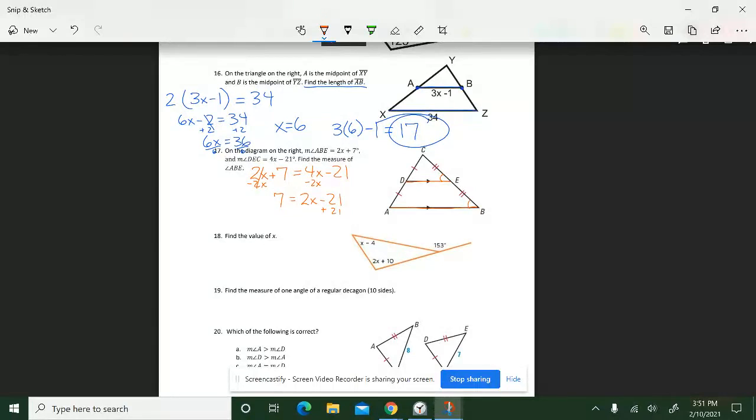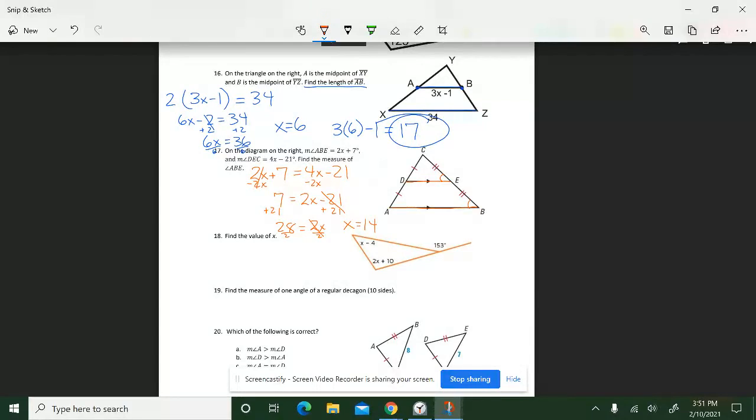Add 21 here to both sides. I get 28 equals 2x. Divide by the 2. And x is equal to 14. And once again, that's not the final answer. That's just what x is. I have to plug it back in.